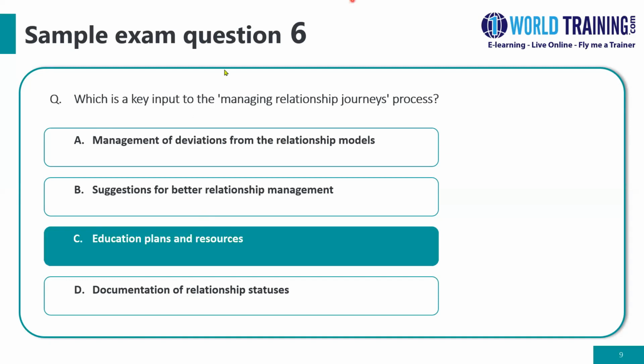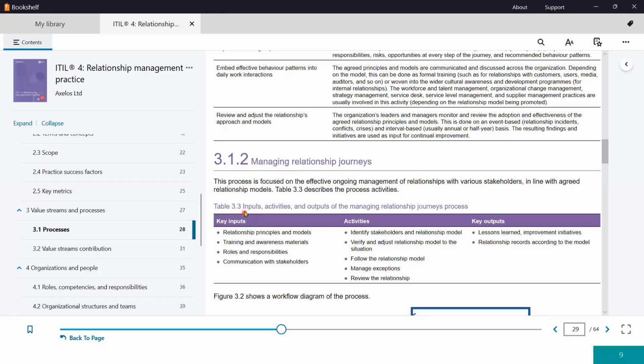So it is also important that you are able to recollect the inputs and outputs of the processes of the practice, and also the meaning of the activities as well. Let's look at the relevant table here. In this case, we need to look at Table 3.3, which is about managing the relationship journeys. Table 3.3 shows the inputs, activities, and outputs of the managing relationship journeys process. And you can see here the second input, training and awareness materials. So that's why we picked up that one.